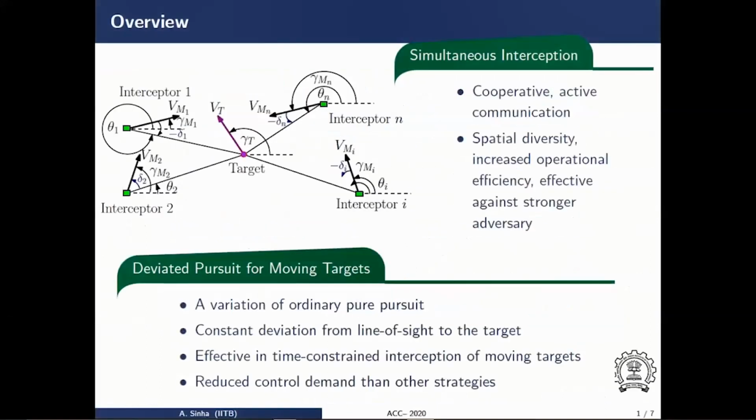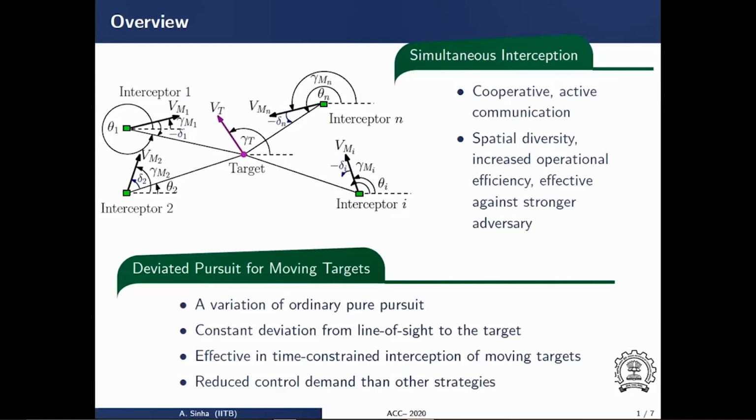Our research focuses on designing a cooperative guidance strategy for a group of autonomous vehicles or interceptors under the constraint on their time of arrival. There are several advantages of having cooperation among interceptors, such as spatial diversity, redundancy, cost effectiveness, increased efficiency, etc.